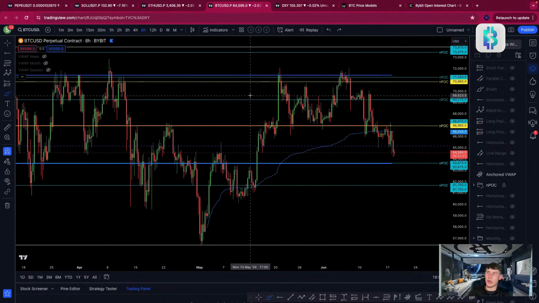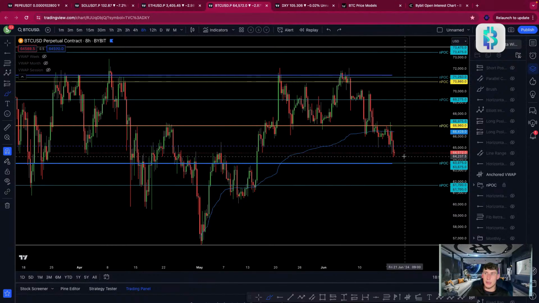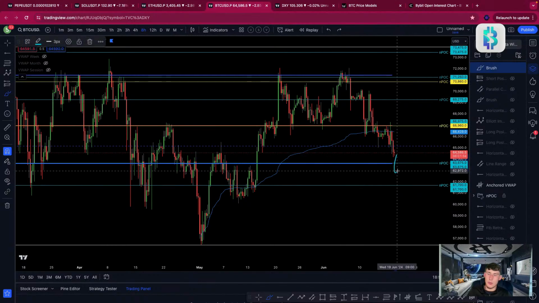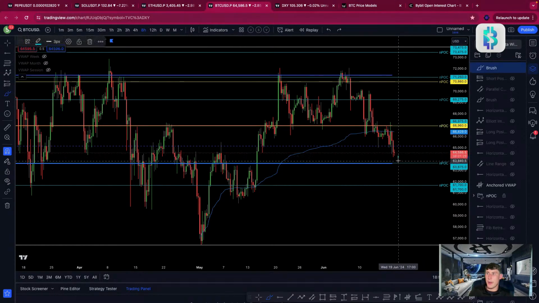Because with a swing failure pattern, you don't have to see loads of shorts opening up. You can just see liquidity being swept. For a long trade, you can just see longs getting liquidated, because those longs have to sell back into the market. But if price sells off, and then we see the swing failure pattern back above.